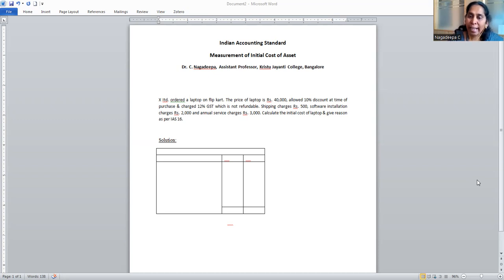So here there is an example. We are going to see one problem regarding the cost of a particular asset. We'll see one by one. X Limited ordered a laptop on Flipkart. The price of the laptop is 40,000, with a 10% discount at the time of purchase. That means Flipkart is giving a 10% discount, which can be deducted from the cost. Next, it is charging 12% GST, which is in addition to the laptop cost. That means you are going to pay more than the cost of the product.